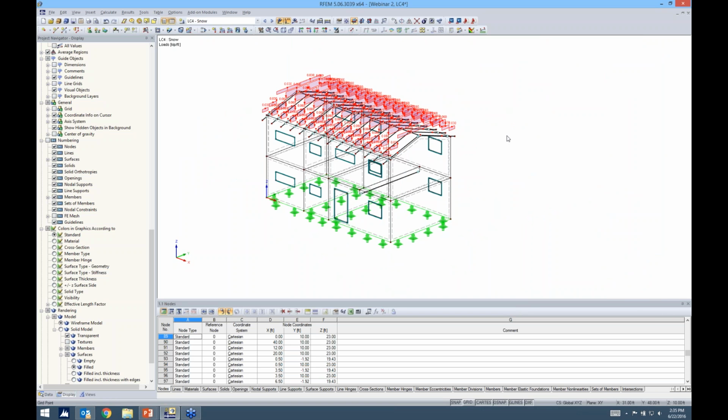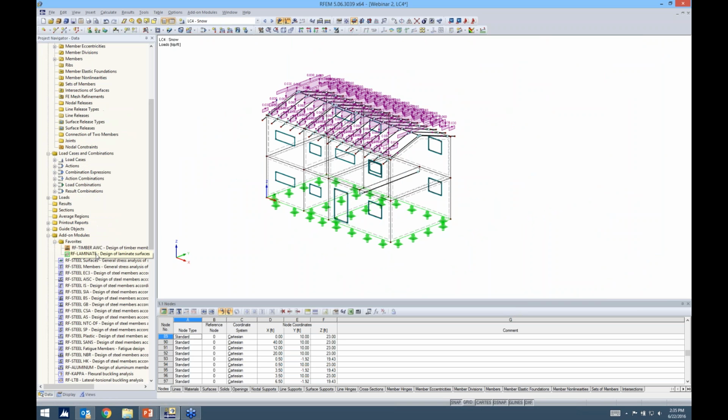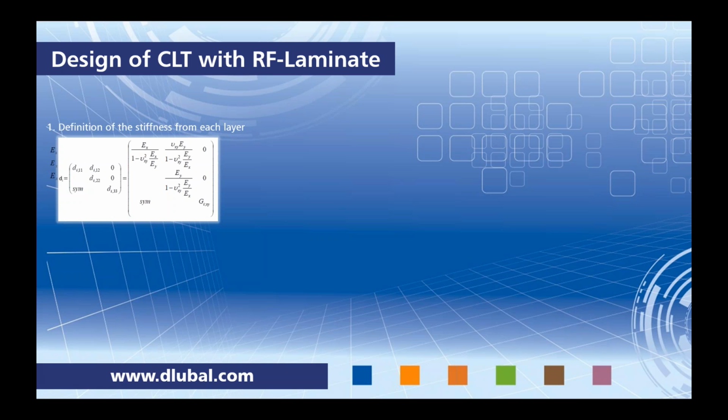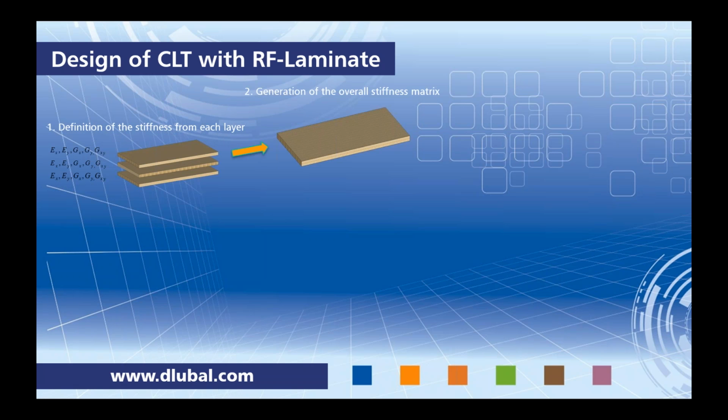Okay, so now that we have all that, we can actually jump into the laminate module. So RF-Laminate here. I want to go back to the PowerPoint to describe what we're doing in RF-Laminate. In this module, we're actually going to define the different layers of the CLT panel. Each layer is going to have its own properties, such as our modulus of elasticity and shear modulus. And we'll go ahead and create a stiffness matrix for each layer.